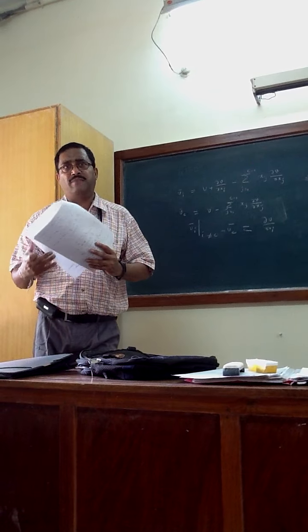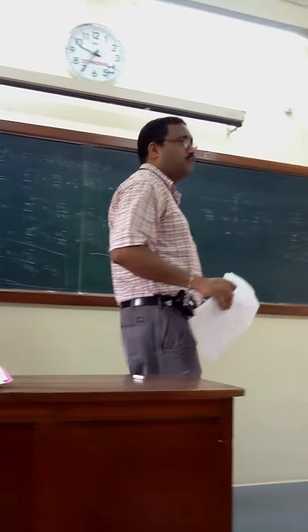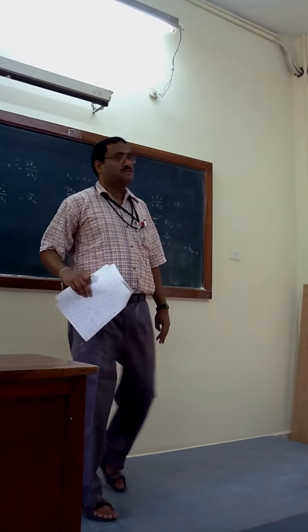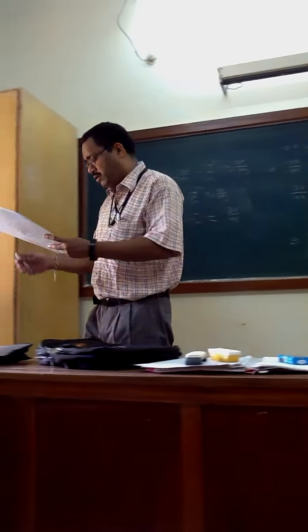So then can you derive the next formula? Summation Nj ∂Vj bar/∂Ni equals 0, in terms of Nj. Can you derive this?